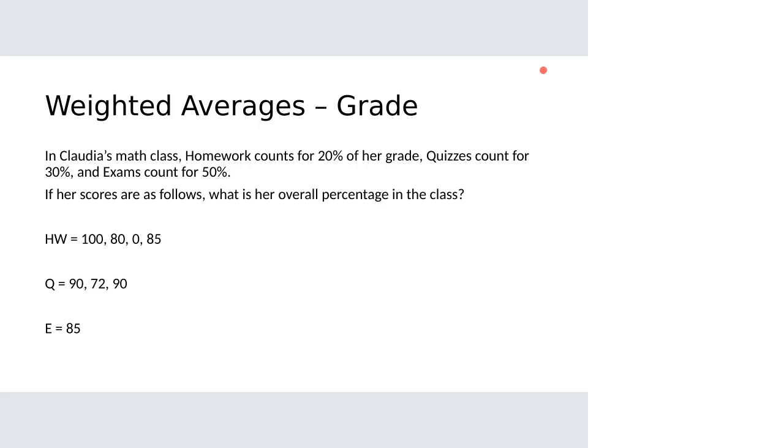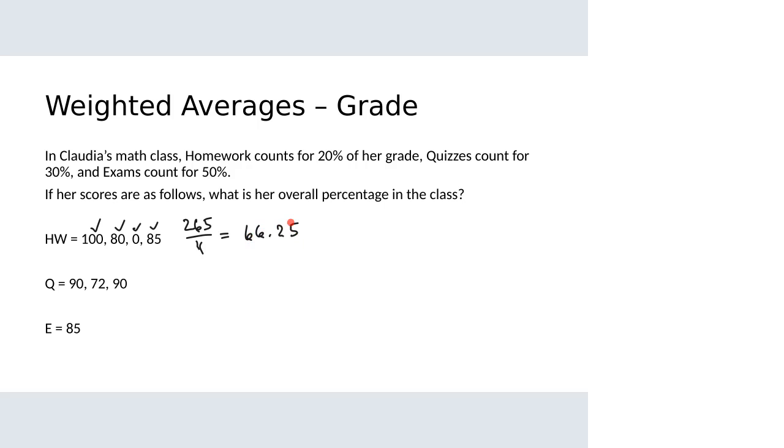And when we say that, we're talking about the mean. So our homework average here is going to be 100 plus 80 plus 0 plus 85. We'll add those up and have 265. Really important to note that 0 counts. So when we go to find the homework average, the mean of those homework scores, we're going to divide by 4, not by 3, because that 0 counts. So we'll divide by 4 and have 66.25.